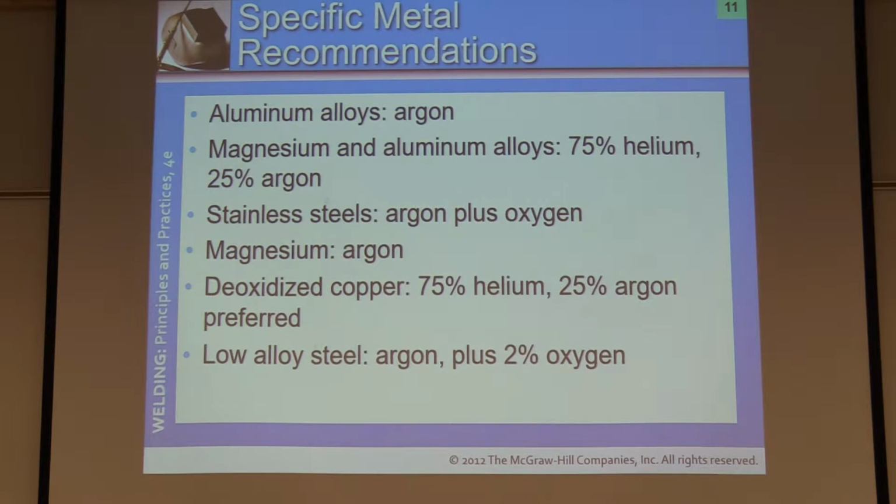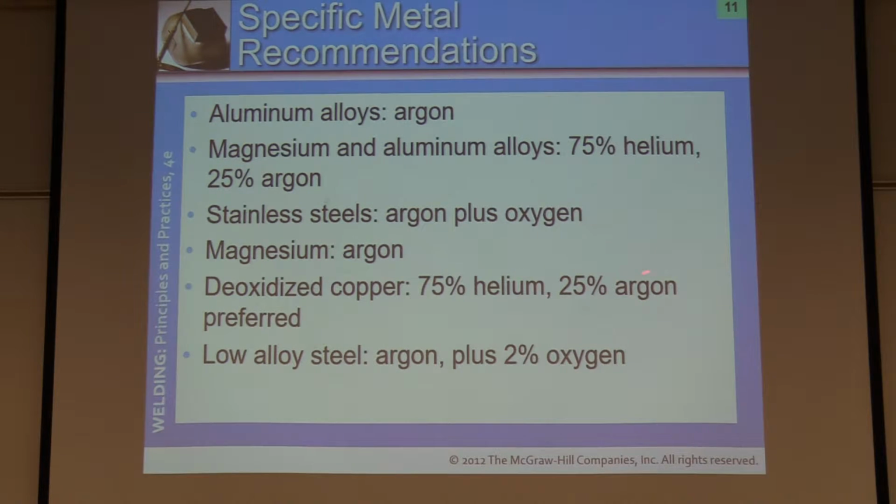Specific metal recommendations for aluminum alloys. This is an important thing to write down in your notes right here. It's just a good bit of information to keep, so if you're welding down the road, you can say, hey, what was it? I haven't done magnesium, but I'm going to try it a little bit. What did I need? Oh, argon, okay. So for aluminum alloys, argon, magnesium, and aluminum can be 75-25. Again, sometimes you can use different ones, but which one's preferred? Argon. Straight argon with aluminum. Okay.